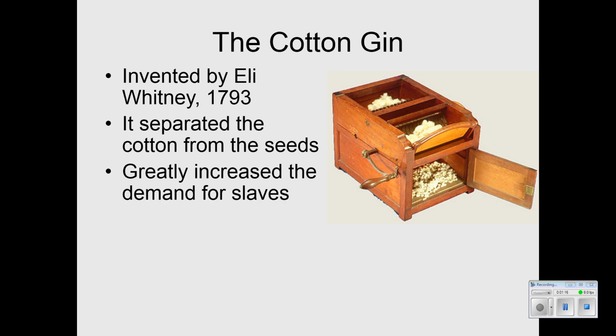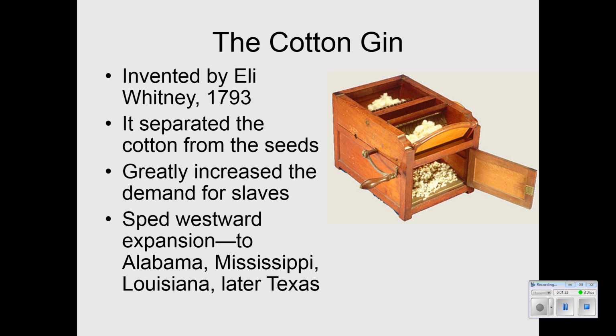Now, one of the effects of this was that it greatly increased the demand for slaves because now the South had a new and extremely profitable crop, and the labor for this was provided by slaves. Slavery moved westward along with westward expansion to Alabama, to Mississippi, to Louisiana, and later to Texas. These were areas that were very well suited to the growth of cotton.